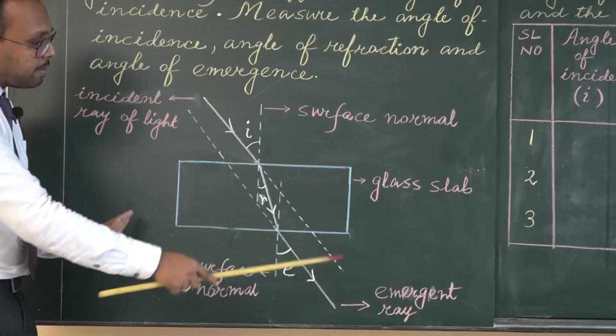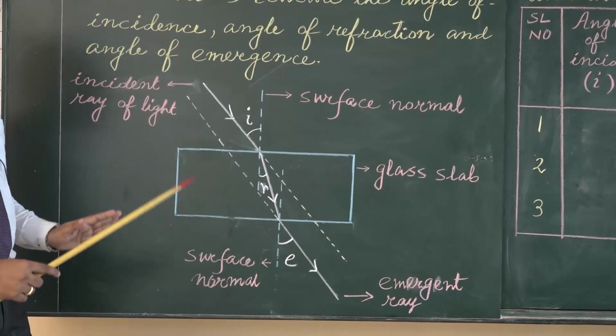Now, for this particular experiment, what do we need? We need a table. A table we will be showing on that side of the board.